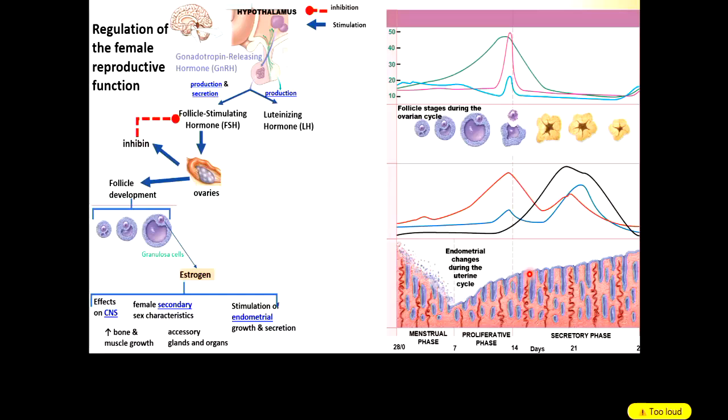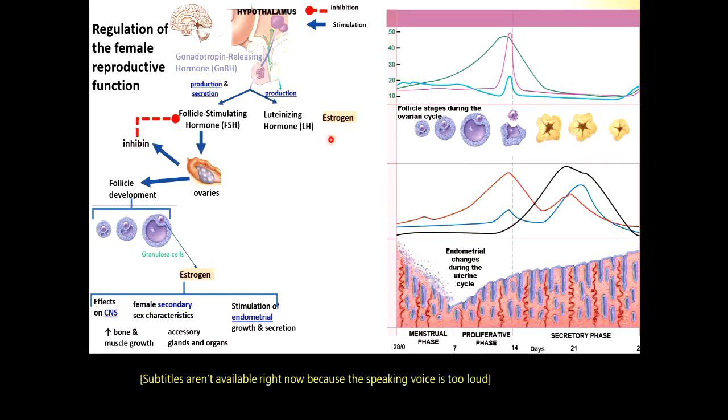Now estrogen has another function, and that is regulating the release of the luteinizing hormone. I told you luteinizing hormone production is mediated by GnRH, right?